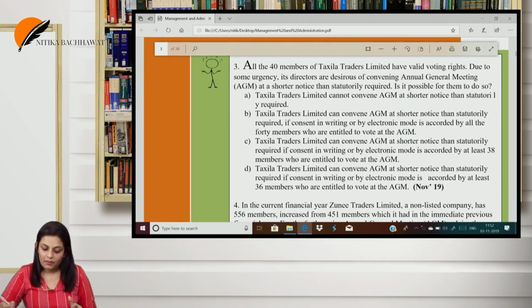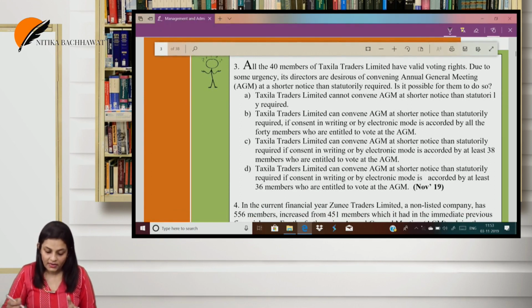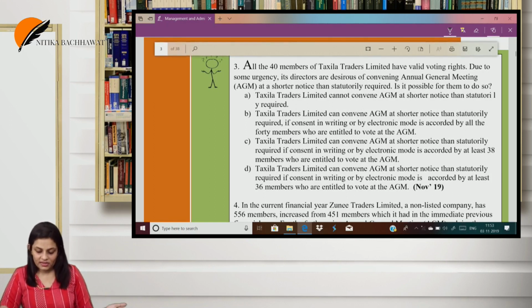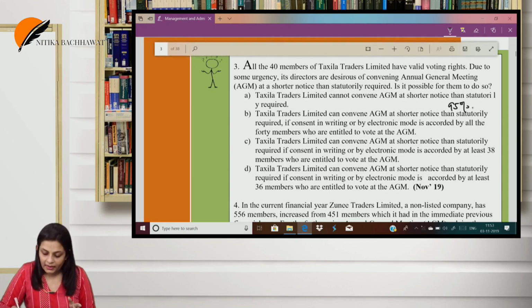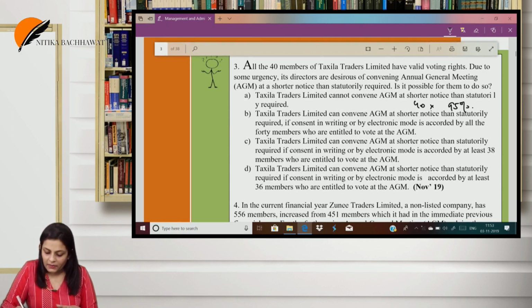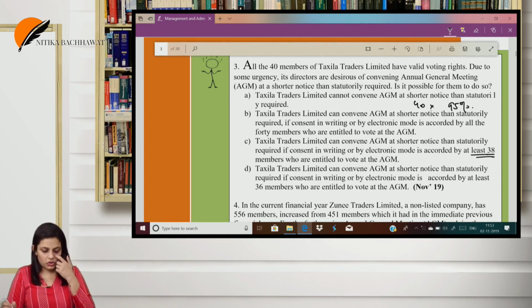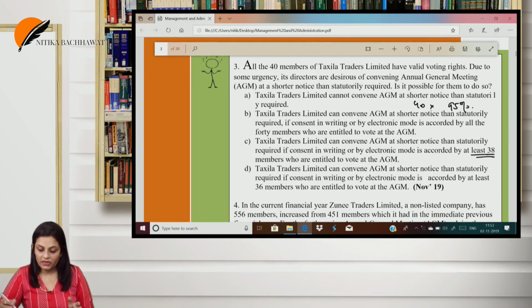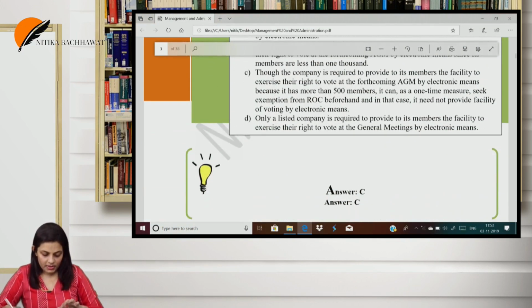The next question, all the members of Taxila Traders Limited have valid voting rights. Due to some urgency, its directors are desirous of convening the annual general meeting at a shorter notice than statutorily required. Is it possible for them to do so? We had just discussed that in case of shorter notice, it's valid if it is agreed by 95% of the members. 40 members are there. What will be 95% of 40 members? At least 38 members should agree. So the meeting would be valid if called at a shorter notice if it is agreed by 38 members. So the answer is C.